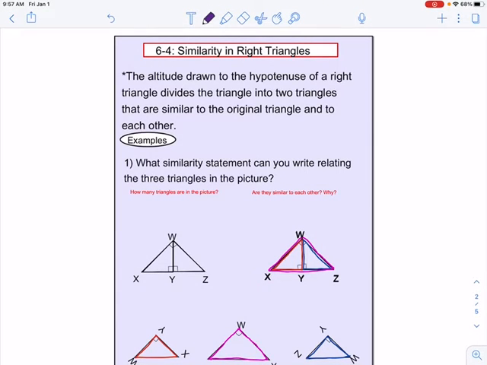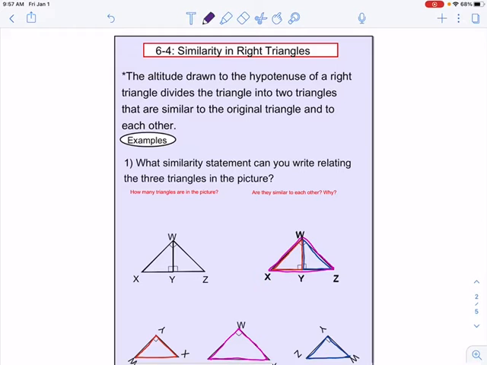In section 6.4, we're going to talk about similarity in right triangles. It's really no different than what we've been talking about before. We're going to talk about how corresponding sides are in proportion, but very specifically, we're going to be talking about right triangles here. The altitude drawn to the hypotenuse of a right triangle divides the triangle into two triangles that are similar to the original triangle and to each other.